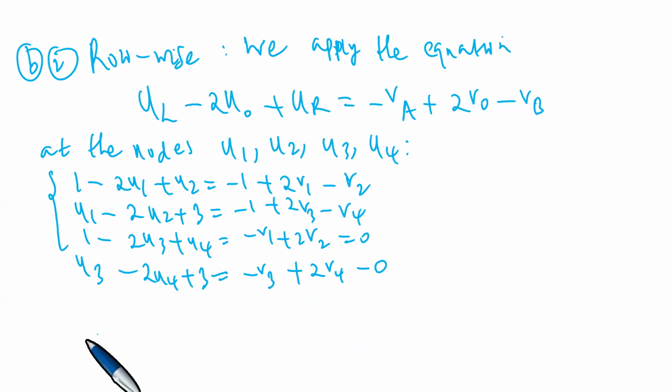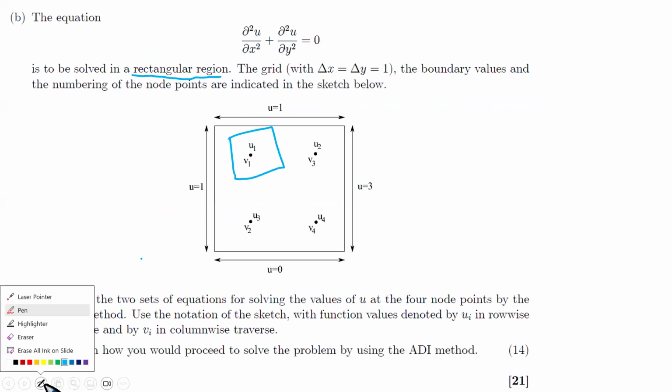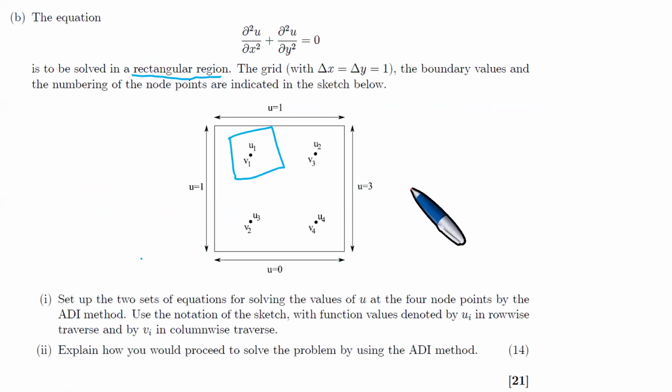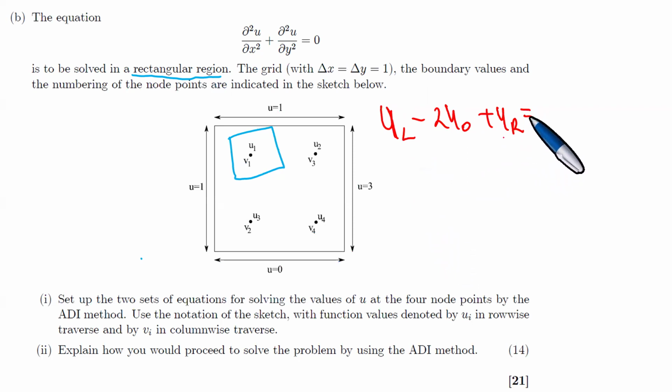Right, the bottommost equation is going to have a U3. Let me just write it here. I want us to have this discussion with one specific equation. Let us look at the fact that we are saying U left minus 2U, the one at the center, plus U on the right of the central point, the node we've chosen. It must be equal to minus VA plus 2V0.